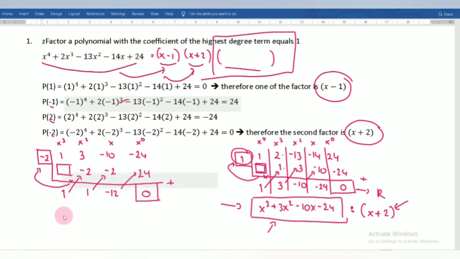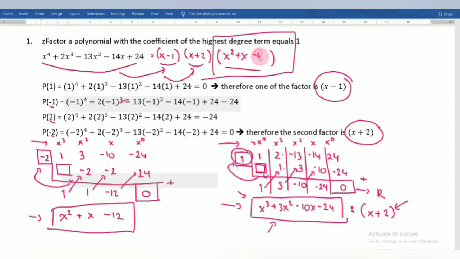So the result of this division is x squared. Remember, for the result of division, you will take one less degree. For the previous one, we divided x to the 4th power by x, so the result will be a cubic, quartic to cubic. And from cubic, it will be a quadratic. So x squared plus x minus 12. So this is the result of the division. From here, we can factor it conveniently with our technique. It will be x plus 4, x minus 3. Done.